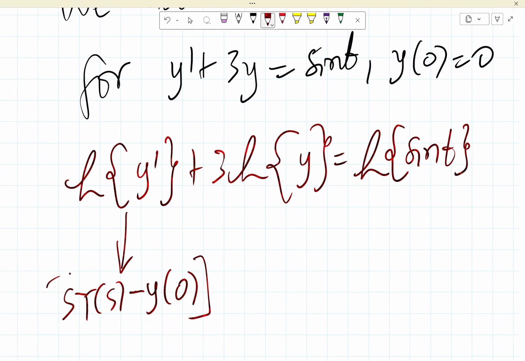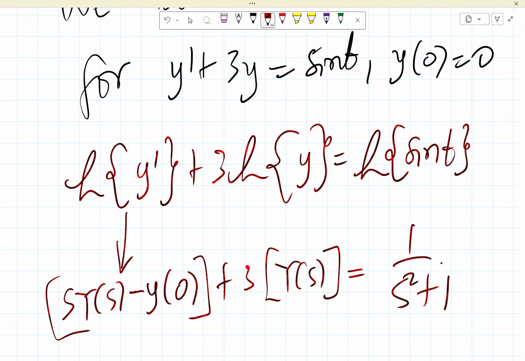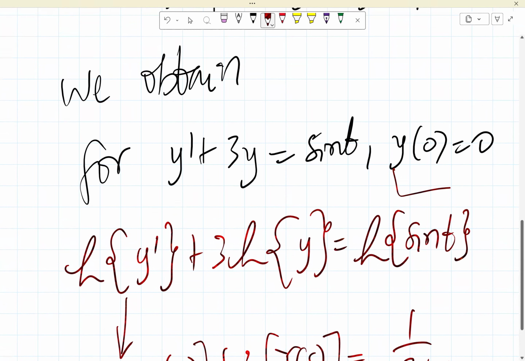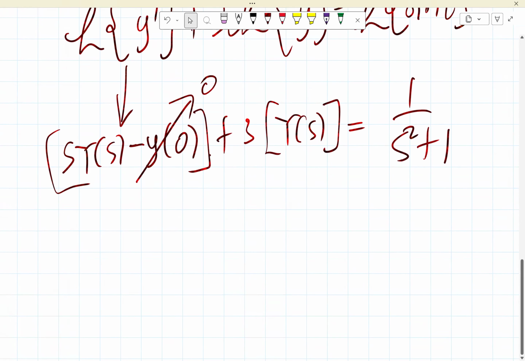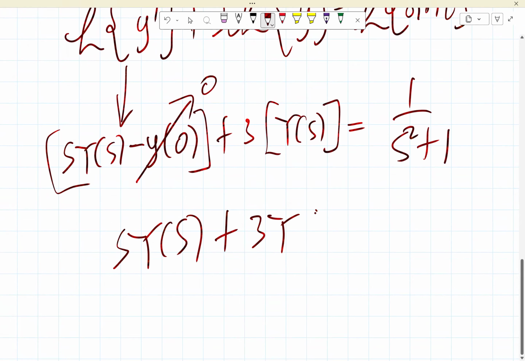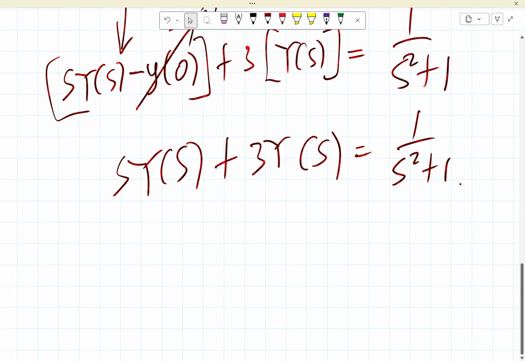So on one hand, here we have 3. Laplace of y will simply be Y of s again. And then sine t, we have 1 over s squared plus 1. But we already know that y of 0 is 0, right? So this will go to 0. So we have sY of s plus 3Y of s is equal to 1 over s squared plus 1.